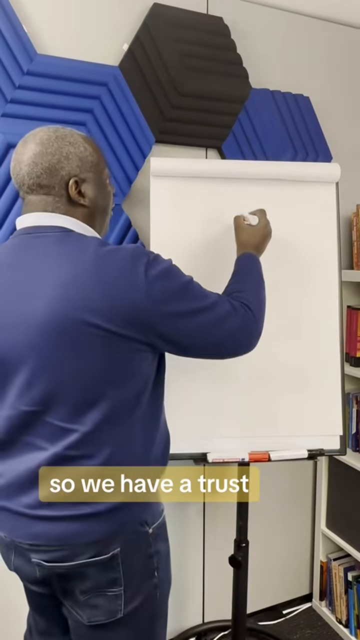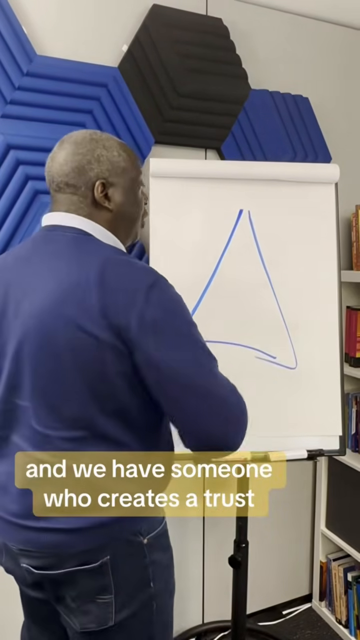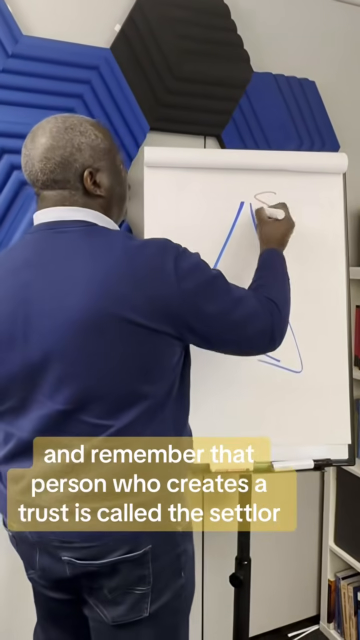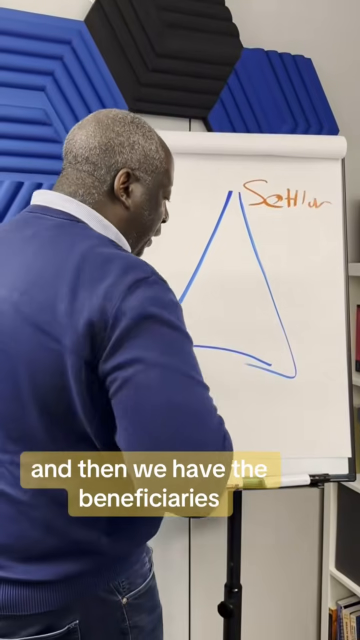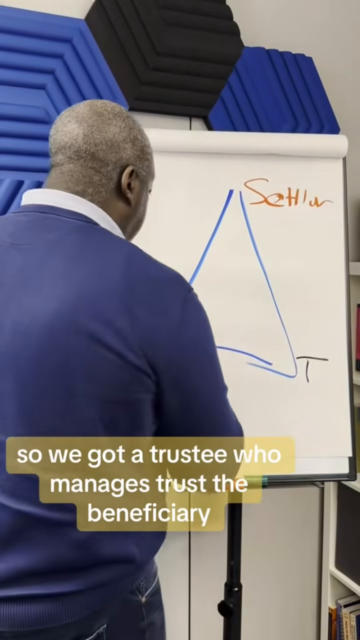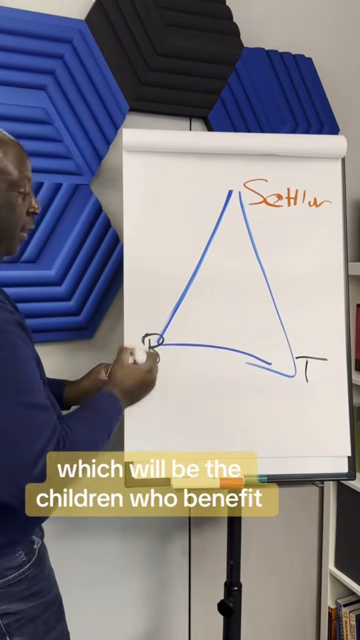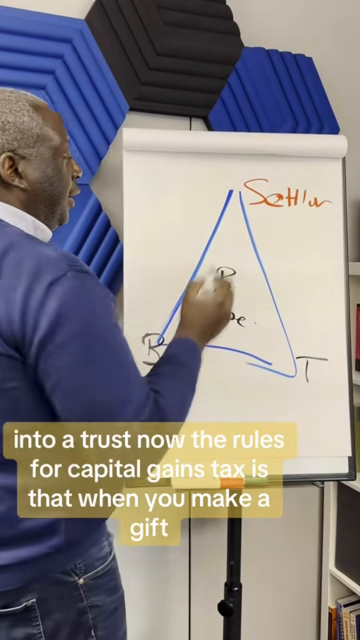So we have a trust and we have someone who creates the trust. And remember, that person who creates a trust is called the settlor. And then we have the beneficiaries and we've got the trustees, all right? So we've got the trustee who manages the trust, the beneficiary, which will be the children who benefit and enjoy, and then obviously you put the property, which in this case is the house, into a trust.